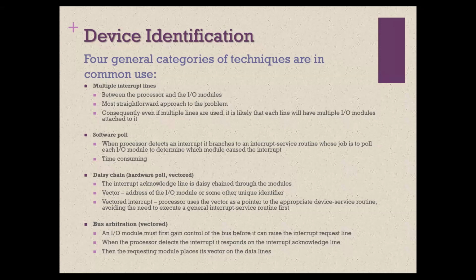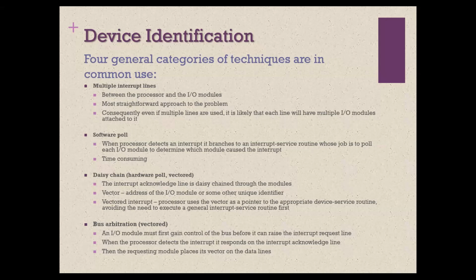One alternative is the so-called software poll. When the processor detects an interrupt, it branches to an interrupt service routine that polls each IO module to determine which module caused the interrupt. The poll could be in the form of a separate command line, for example, test IO. In this case, the processor raises the test IO command and places the address of a particular IO module on the address lines. The IO module responds positively if it's the one that set that particular interrupt.